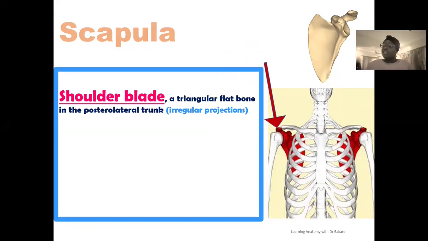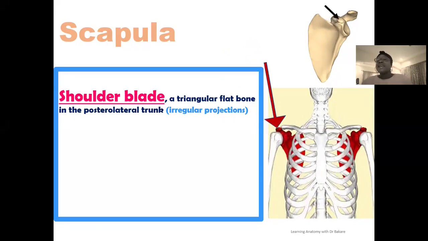If you look at the configuration of the scapula, you see that it is seen with projections. You have the coracoid process arrowed in black.